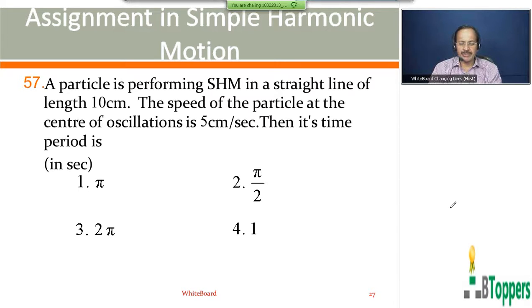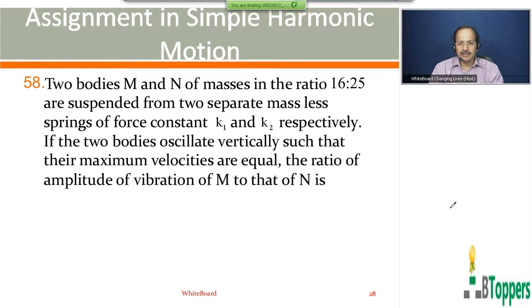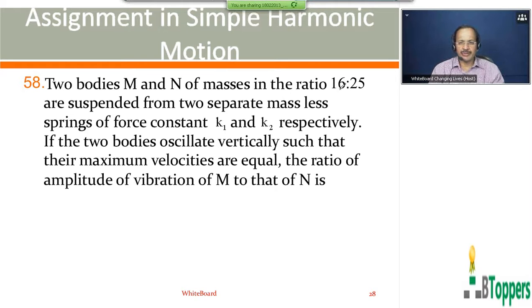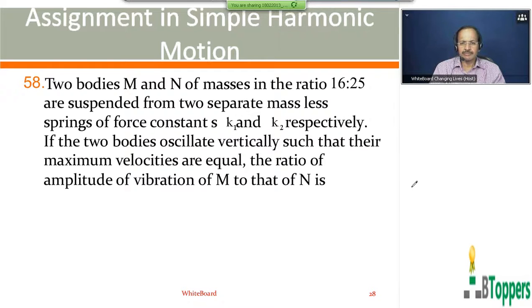So I am going to show the next question on screen. See question number 58. Two bodies M and N of masses in the ratio 16:25 are suspended from two separate massless springs of force constants K1 and K2 respectively. If the two bodies oscillate vertically such that their maximum velocities are equal, the ratio of amplitude of vibration of capital M to that of small n is.